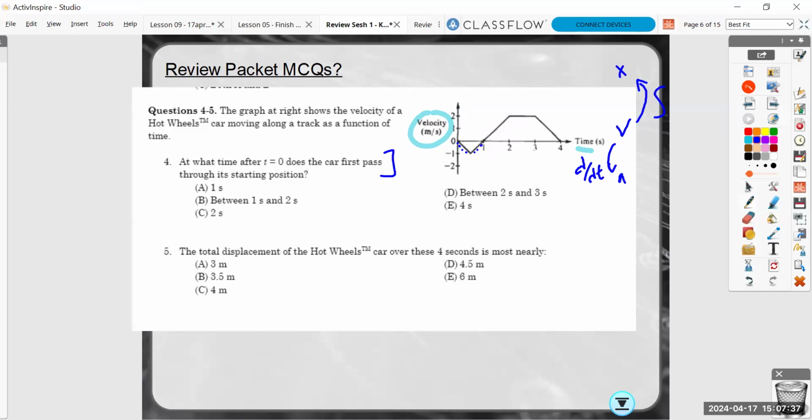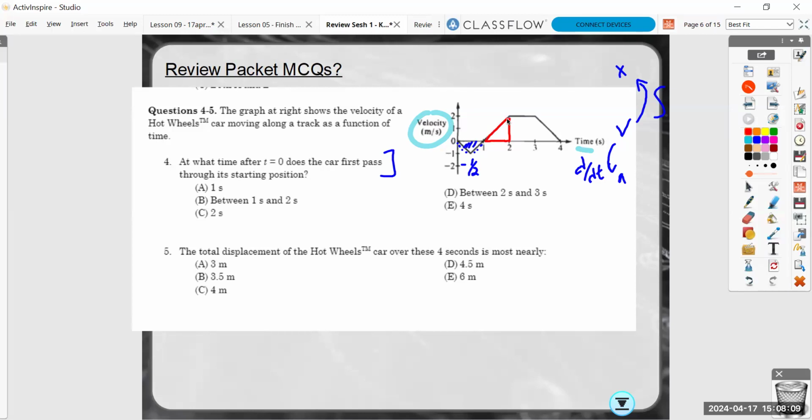But as Jillian said, it's moved. If you look at the area under here, it's moved negative half a meter backwards, right? And then it starts to pick up some positive velocity and it starts to go forward, right? At some point, it's going to get back to its starting point. How far forward does it have to go to get back to its starting point? 1/2 a meter. What if I go all the way to 2 seconds?